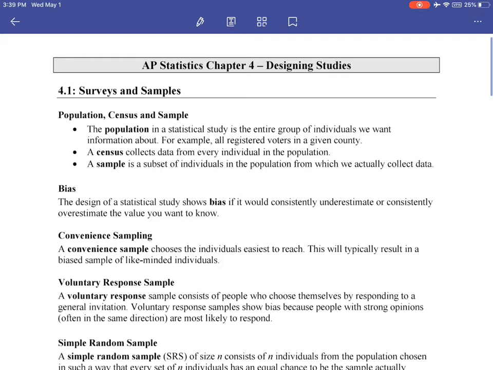And my statistic, my data, we're using that to estimate what the parameter is, the actual number for the entire population. So the entire population would be the entire student body at Cane Ridge.